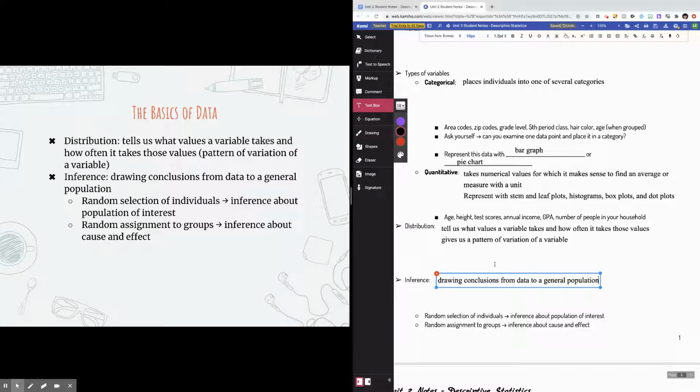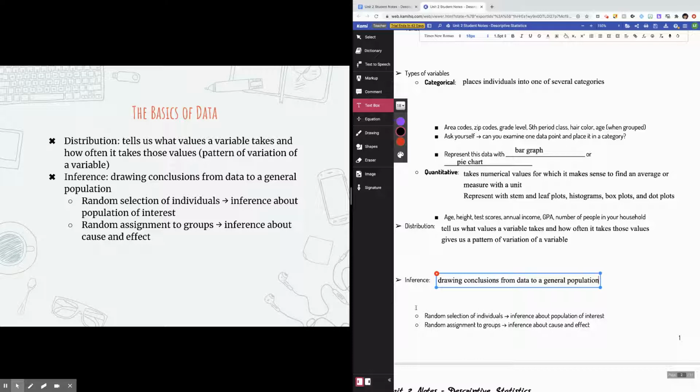A truth about a population of individuals, whatever that population may be. Because it's very difficult to get actual data from everyone in a population, we have to take small samples. We can find truths about the samples, but without inference, without being able to draw conclusions from small samples of data to a general population, we wouldn't be able to know the truth about those populations. So that's what inference is for. It allows us to draw conclusions from data to a general population.